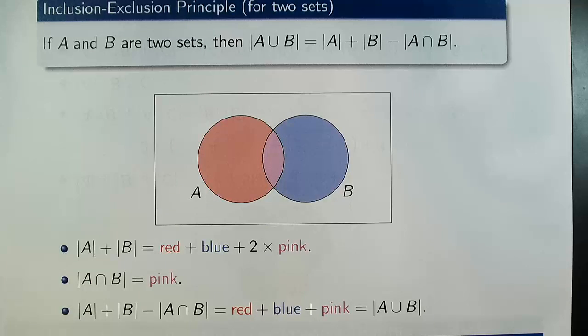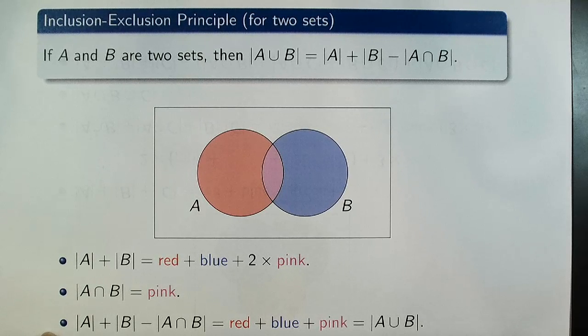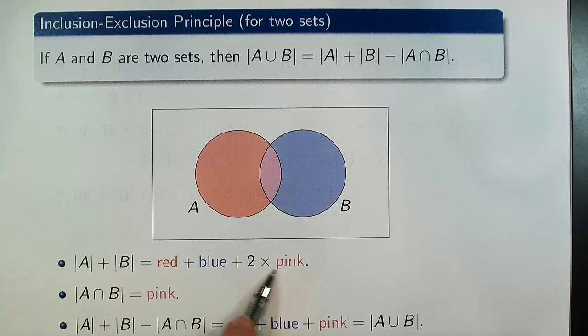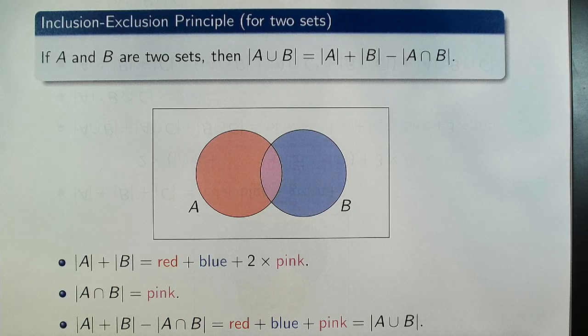Why is it plus pink? It's red plus blue plus pink. Right, it's because when I take that plus that minus that, we've got 2 times the number of things in the pink, and then we subtract the number of things in the pink. So it's like 2 pink minus 1 pink equals 1 pink. Algebra with colours.